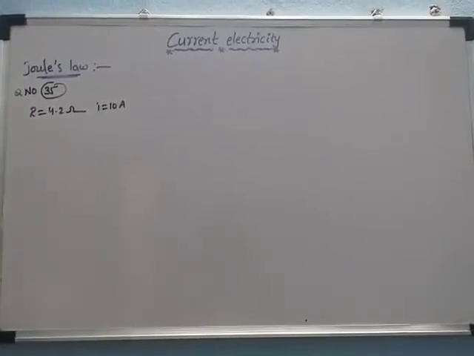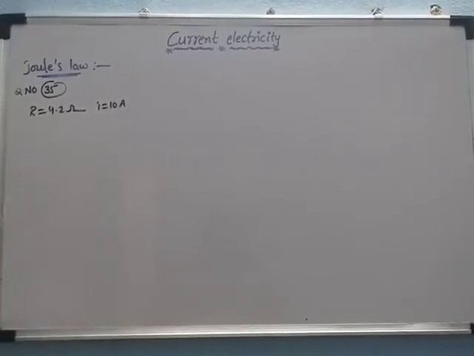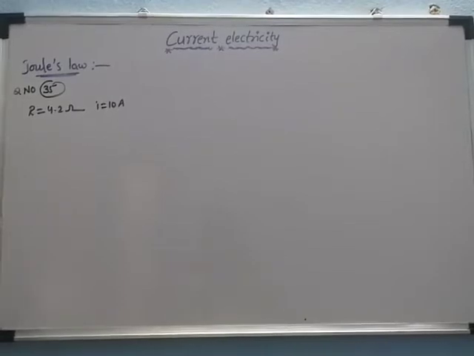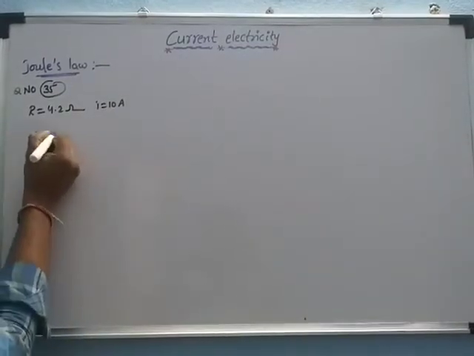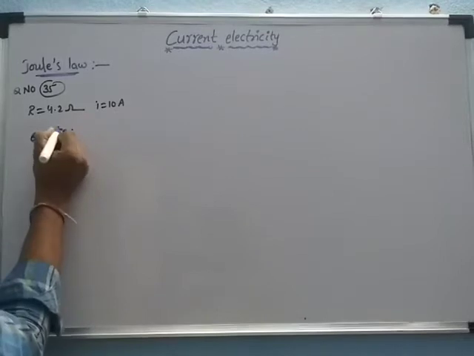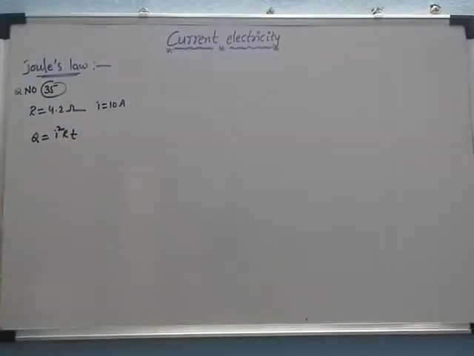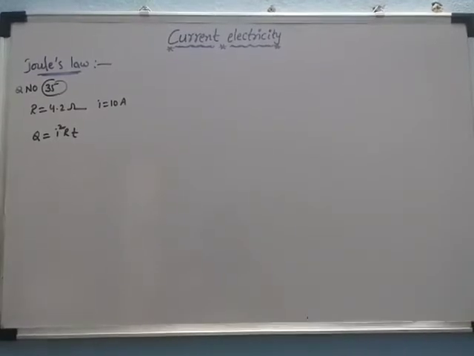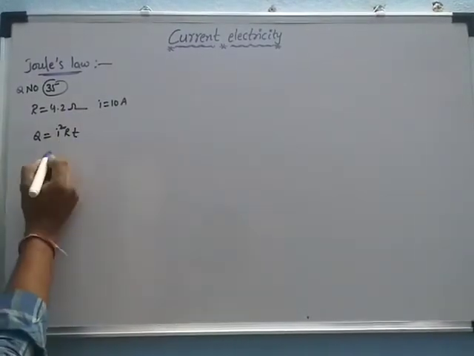The heat produced per second is given in calories per second, so we are measuring in calories. So what is the formula for the heat? The heat is equal to I square R into T, the square of the current into resistance into time. But here we are measuring the heat in calories.